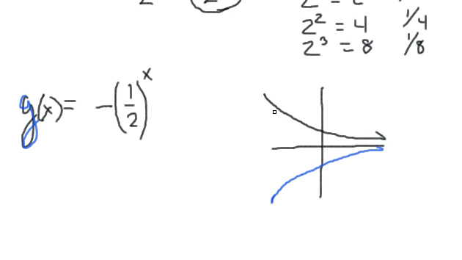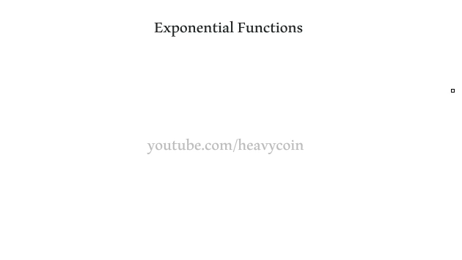All right, let's review on the graphs here. Let's do a little review. It's review time. All right, if we had y equals 2 to the x, our graph is going to go up like this.